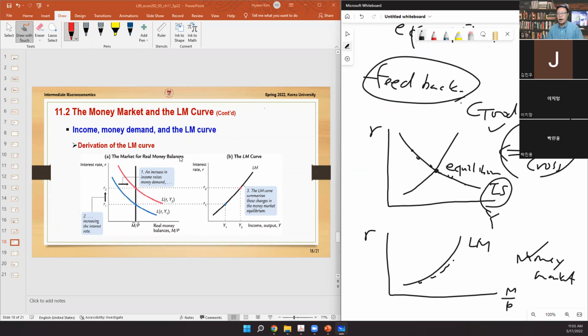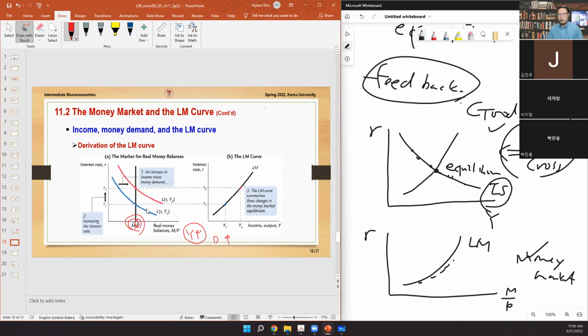If you check the left-hand side, consider an increase in income. That means we change the income level: Y goes up. Y going up means the demand for money will increase, so we'll have a shift to the right. But our money supply is fixed, because at the beginning, since it is the short run, we have a fixed price. In the short run, the money supply is an exogenous variable controlled by the central bank. That's why we'll have a vertical line.